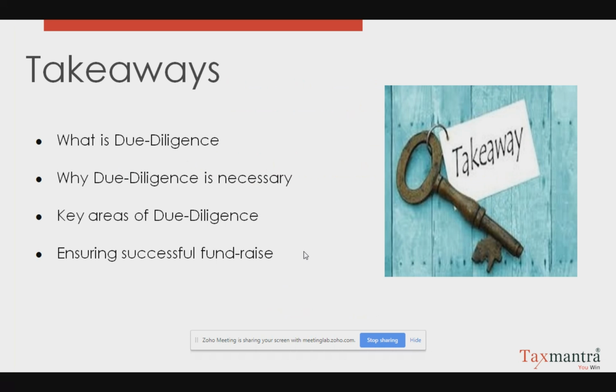So in this webinar, we will be mainly discussing what due diligence is, why due diligence is necessary, the key areas of due diligence, and as it is funding due diligence, we will discuss how to ensure that you are successful in fundraising.